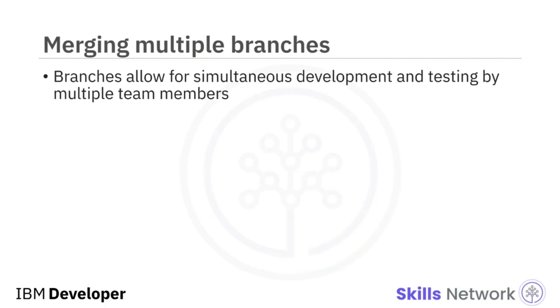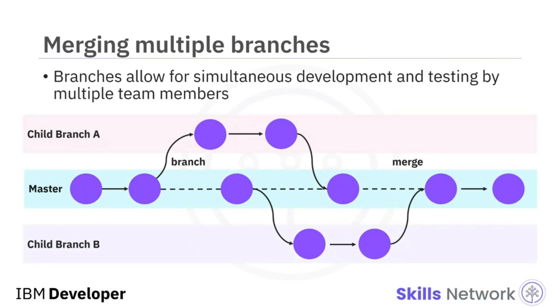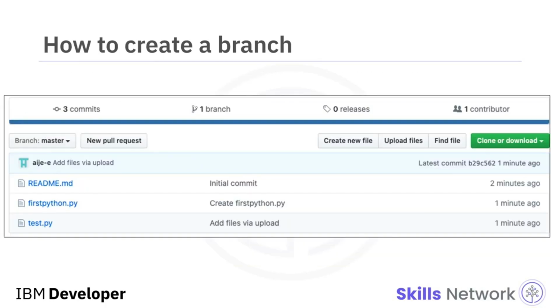To ensure that changes done by one member do not impede or affect the workflow of other members, multiple branches can be created and merged appropriately with the master after the workflow is properly tested and approved. So, to create branches in GitHub, let's look at the repository. There is currently one branch in the repository.